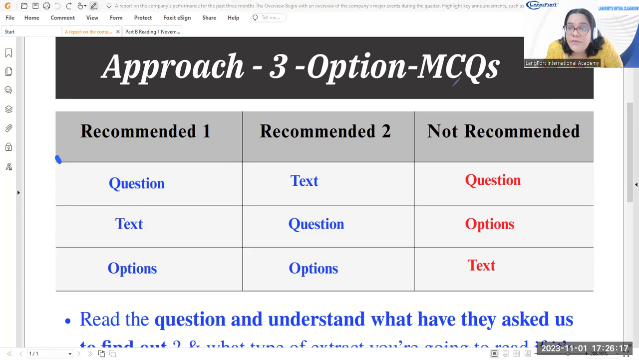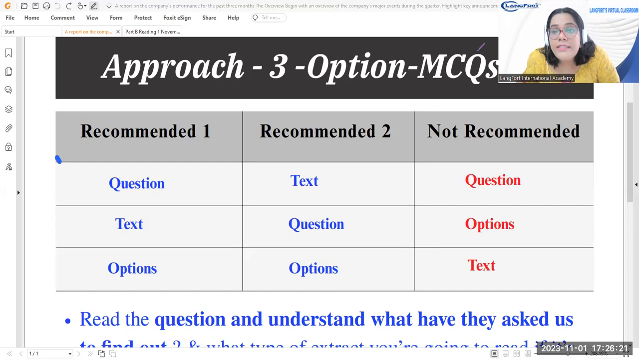I'm not saying the third one is completely wrong. I'm saying the third one can be quite confusing, and it can be time consuming as well, and the elimination process will become really difficult. So go with either the first one or the second one. Okay, so on that note, let's dive into today's material.